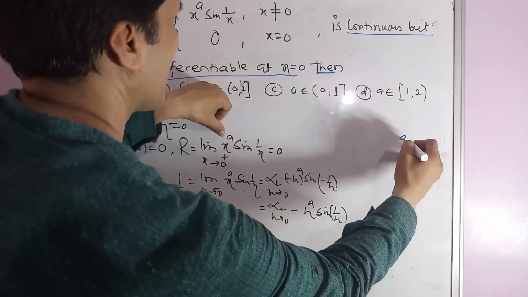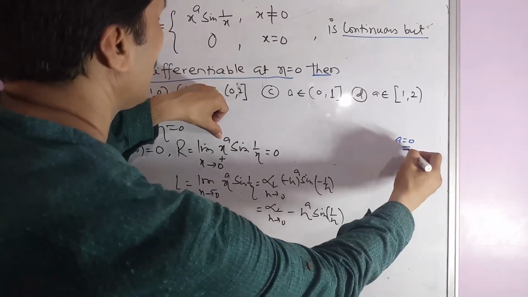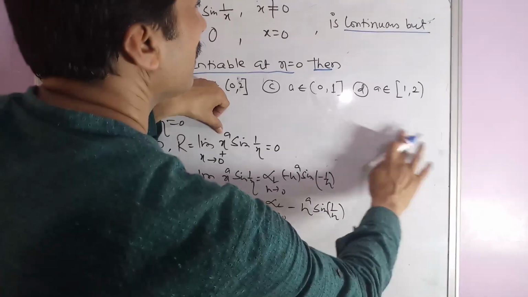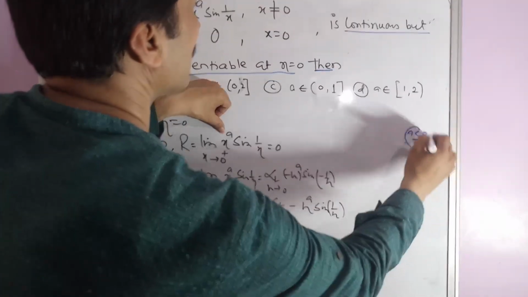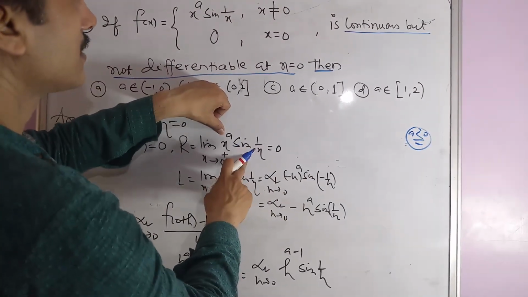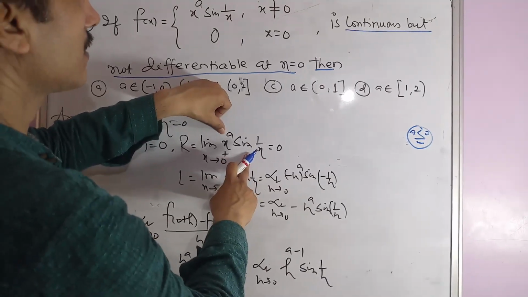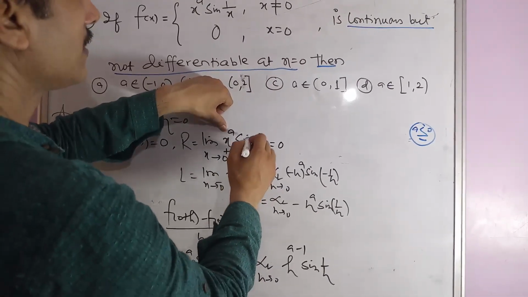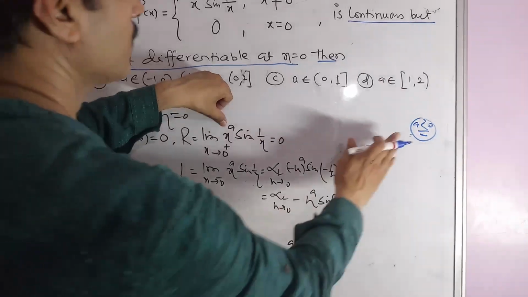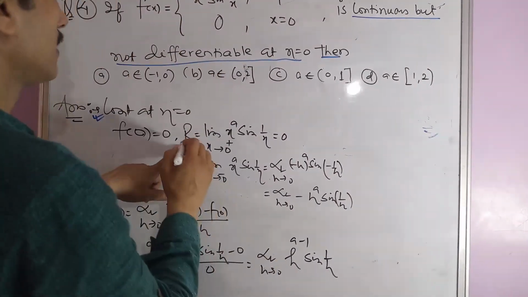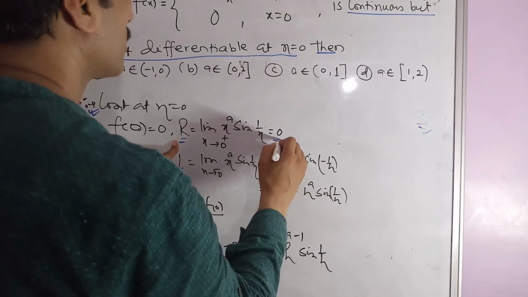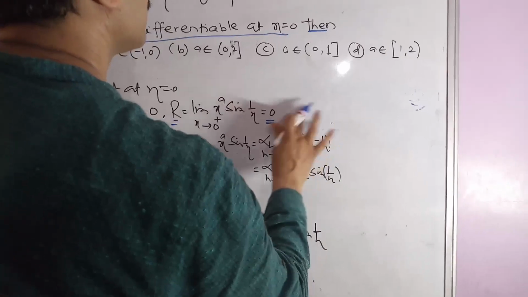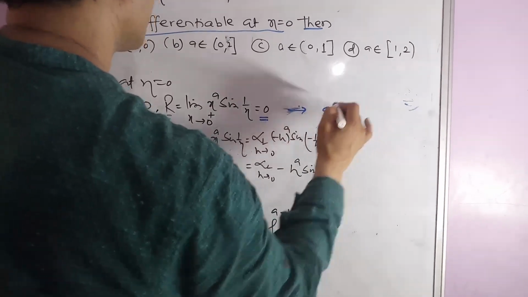If a equal to 0, in such case this becomes sine 1 by x, so the limit does not exist. If a less than 0, in this case x comes down in the denominator and this will be of the form 0 by infinity, that is, this will become undefined. So a must be greater than 0. So here the right hand limit equals the value of the function, that is 0. This implies a must be greater than 0.